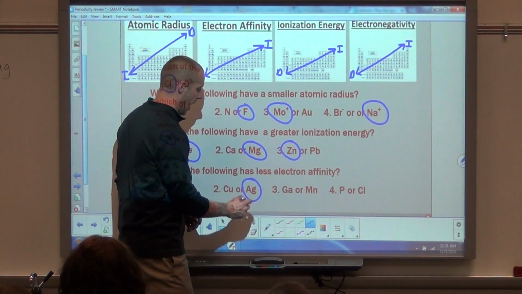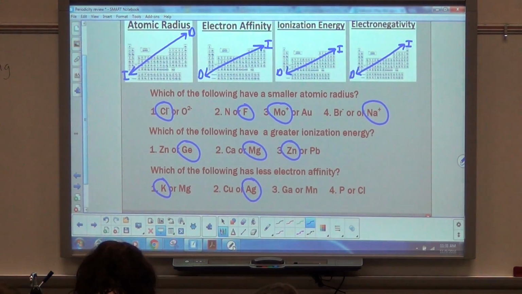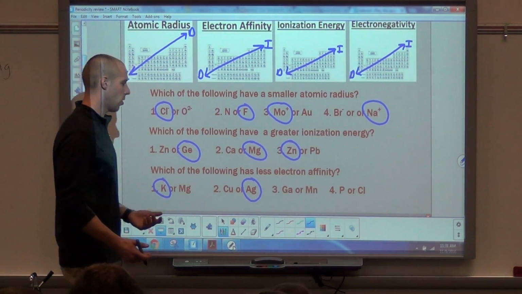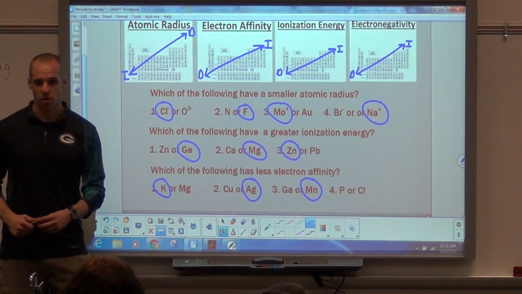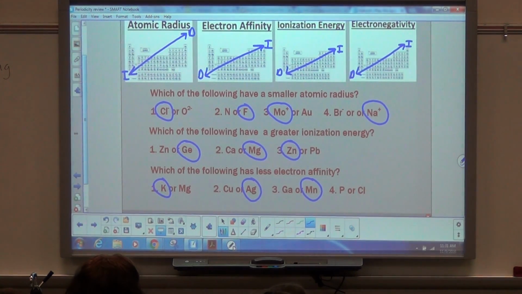Okay. Gallium or manganese. Now they're in the same row. This is 31 and 25 for those of you that are following along right now. So manganese is further left. It's closer to that bottom left-hand corner, so we would circle manganese. And then phosphorus or chlorine. What do we think? Which one? Okay. Yeah, phosphorus. Exactly.